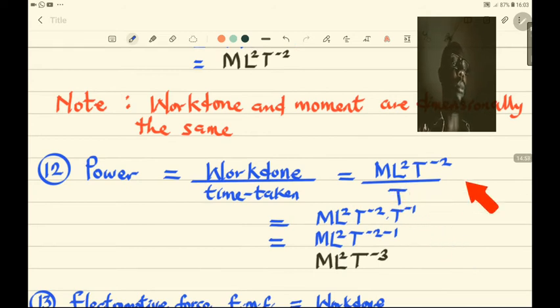Now we bring this time up. When it goes up, it's going to be minus 1. So it will therefore be ML^2T^-2 T^-1. So we now have ML^2T^(-2-1). Minus 2 minus 1 is minus 3. So the dimension for power is ML^2T^-3. Okay, so that's it for power.